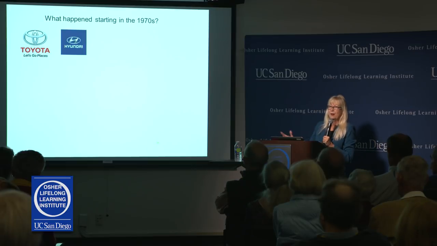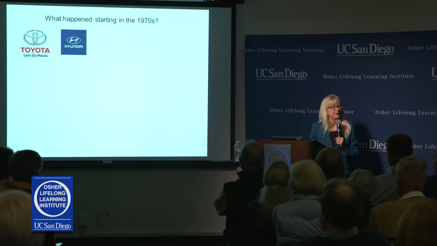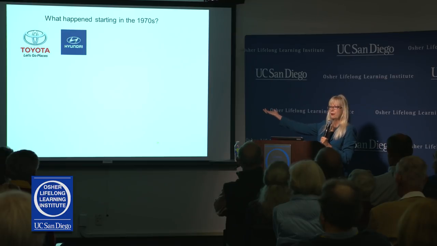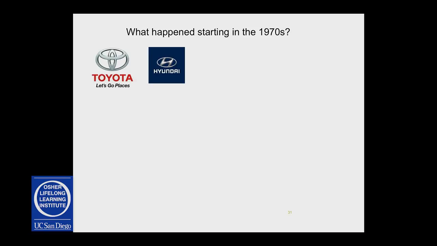What happened starting in the 1970s? Well, we started getting competition from other countries. Toyota, Japan was one of the first big ones with Toyota, and then later on Korea with Hyundai. That meant with all of that competition, there was a decrease in what we call monopoly rents of US companies. They couldn't get away with charging such a high price.